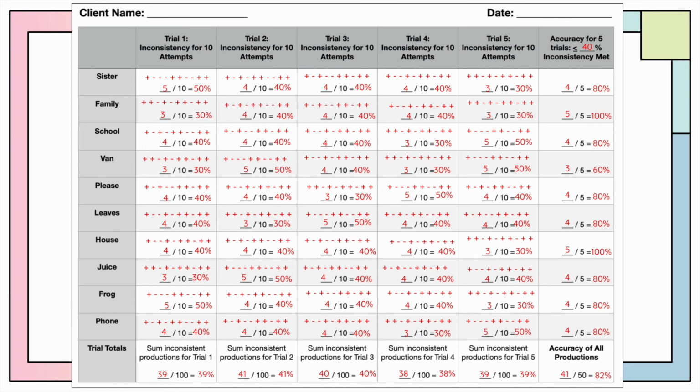Overall, this process of gathering data is really, really useful because the SLP can obtain extensive information about the client's inconsistency of production, and it can be looked at across word, across trials, and for the session overall. So this looks a little chaotic, it might be a little hard to understand, but there's so much data here that can be used to assess how consistently the client is producing one word, or how consistently the client is producing words in their first trial of the session, or overall, what does the client's session inconsistency look like? What is their accuracy for this session overall? So it's really, really valuable to have all of this data.